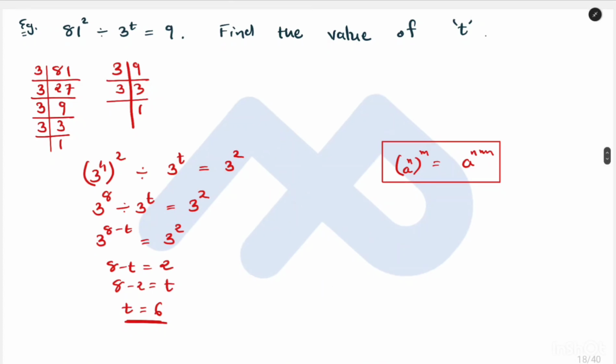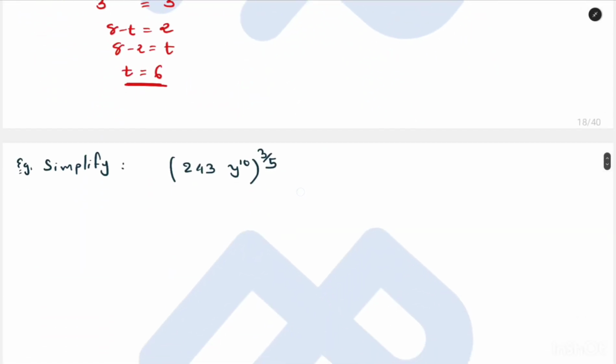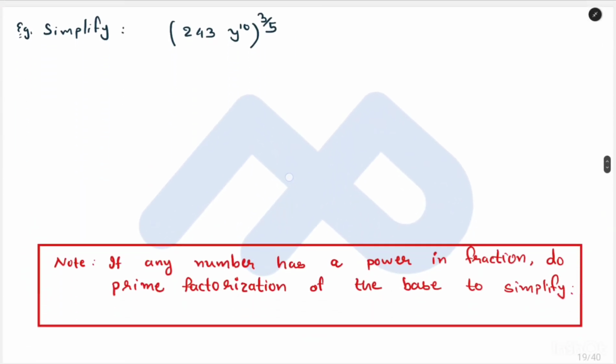We'll see many questions on indices when we complete all the explanation of this chapter, and we'll solve some questions. Okay, now the next kind of very important questions based on indices are simplification only, but now the powers will be given in fractions. So in that case you can apply this. I've given you this note that if any number has a power in fraction, do prime factorization of the base.